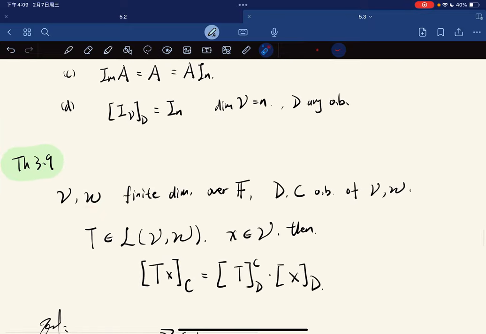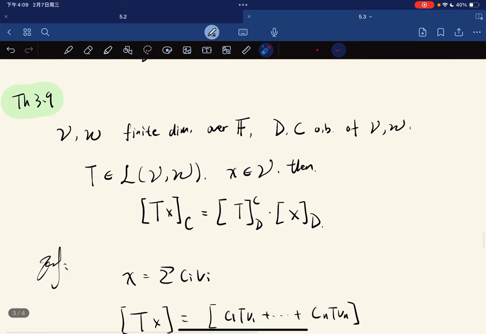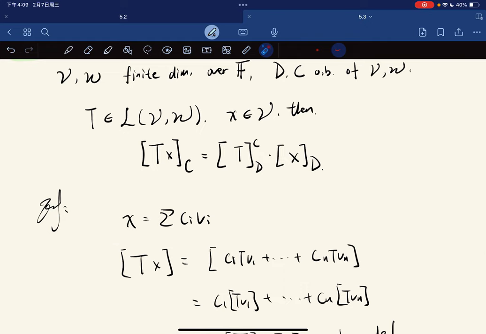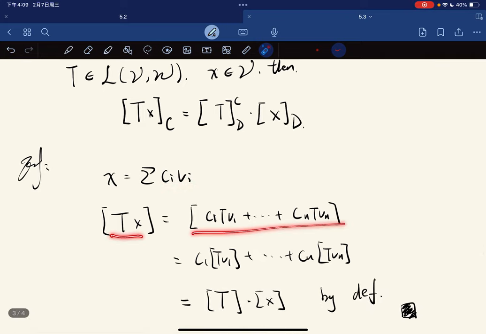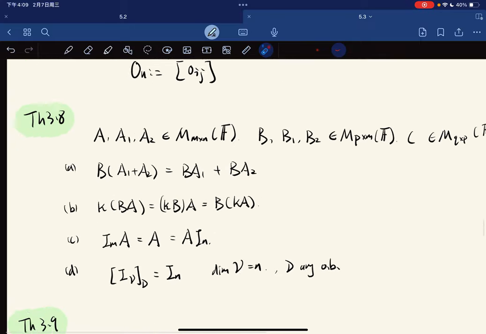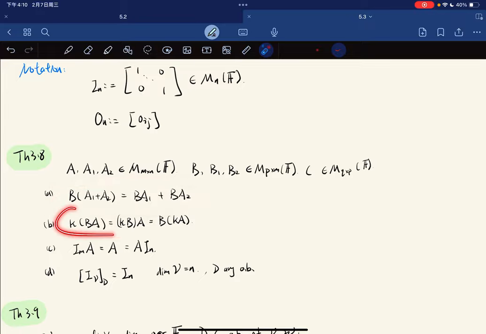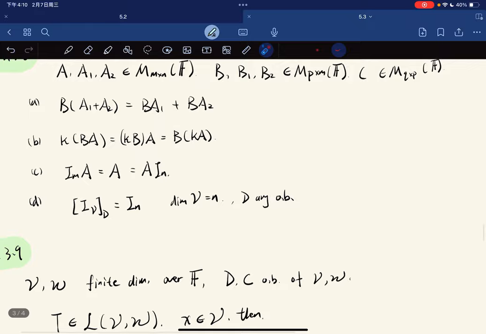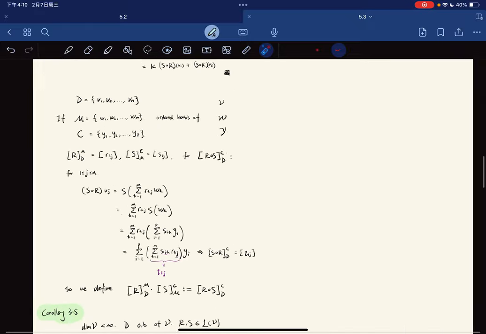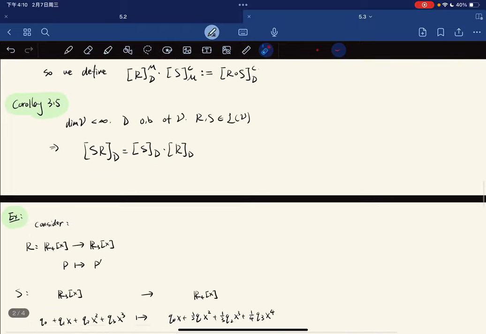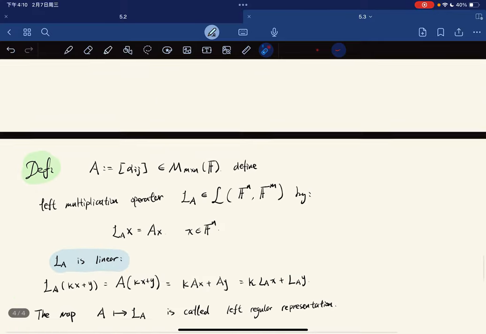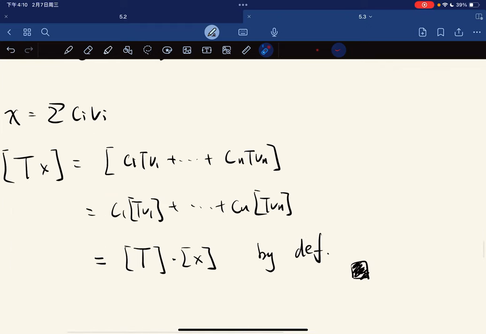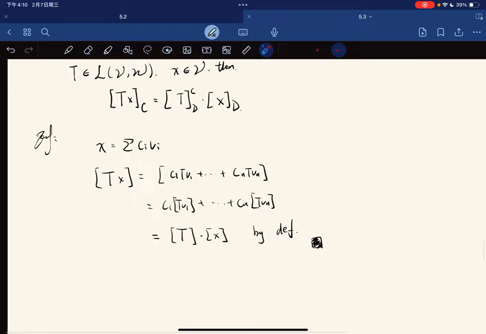Now, we let V, W be finite dimensional over F, and D, C ordered bases of V and W. Now we have this equality. Now for every x, we express it as a linear combination of elements from the bases and some scalars, then T(x) is equal to this. From here, we have the addition of matrices is distributive, right? We could just distribute them. And this is equal to the matrix of T times the matrix of x, by the definition. It's just direct computation.